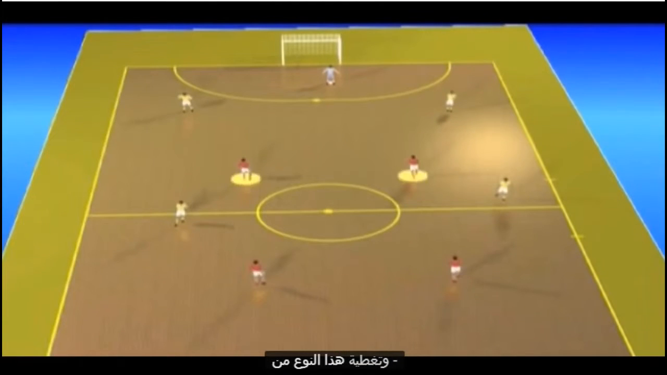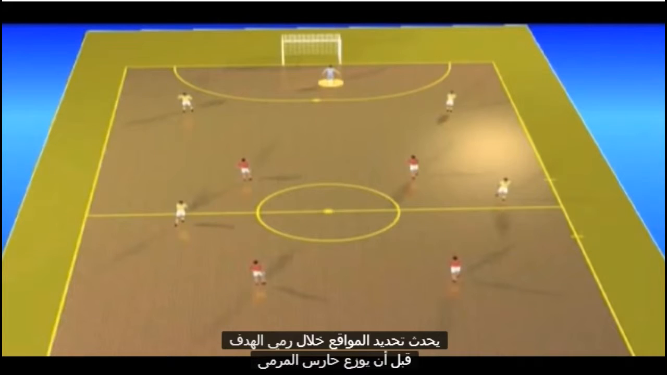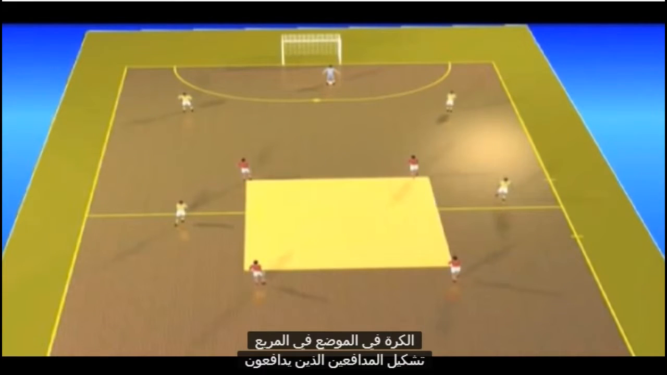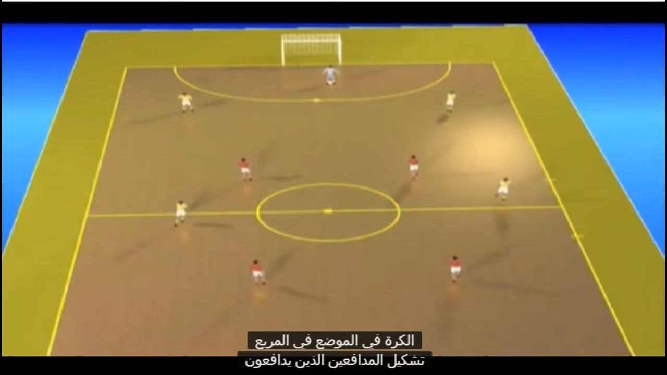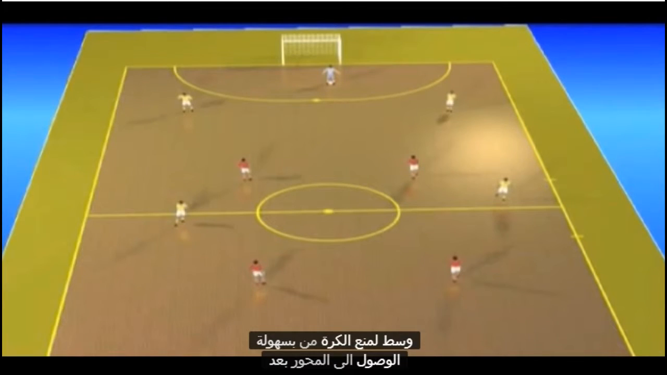2-and-2 coverage. This type of positioning occurs during a goal throw, before the goalkeeper has distributed the ball. The positioning is in a square shape. The defenders who are defending up front should be focused on closing the middle to prevent the ball from easily getting to the pivot.